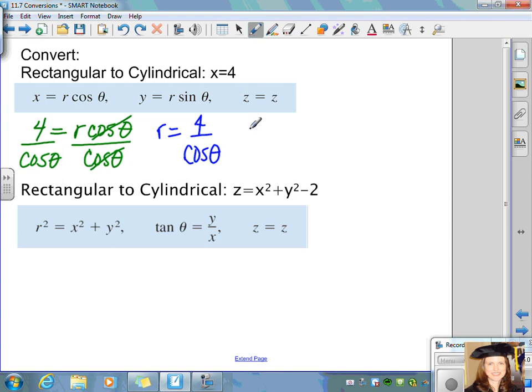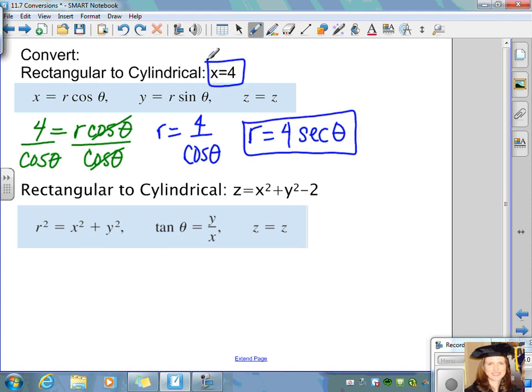Another way to write that would be r is equal to 4 secant theta, since the reciprocal of cosine theta is secant theta. So 4 secant theta would represent the same plane surface using a cylindrical coordinate system as you would use x equals 4 using the rectangular system.